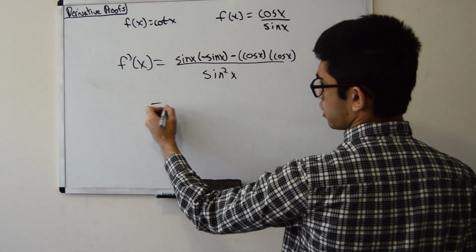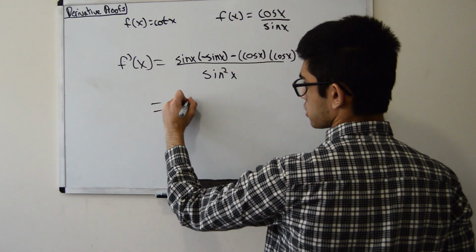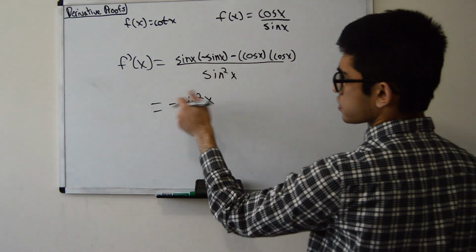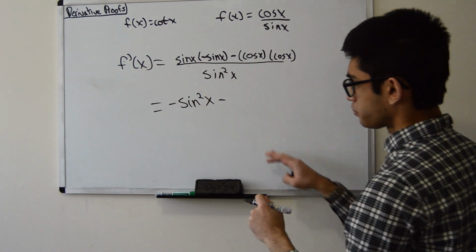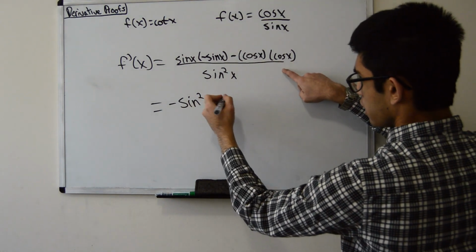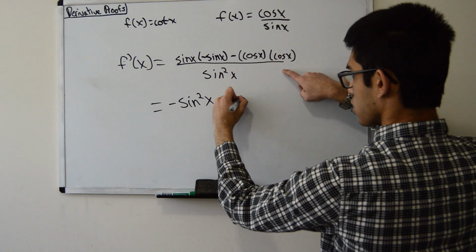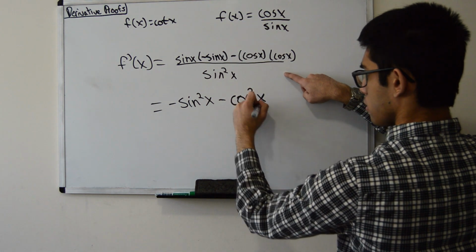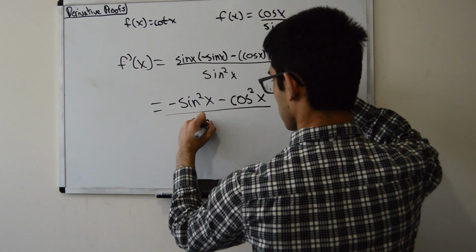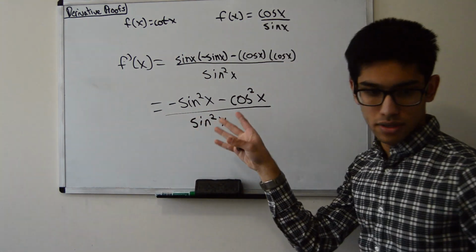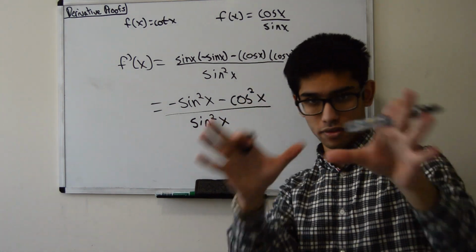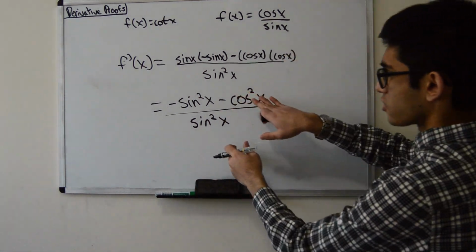So now this would be negative sine squared x on the top, right? Sine times sine, negative sine squared x, minus cosine times cosine, well that is simply cosine squared x. And on the bottom, I have sine squared x. And that's all there is to that.